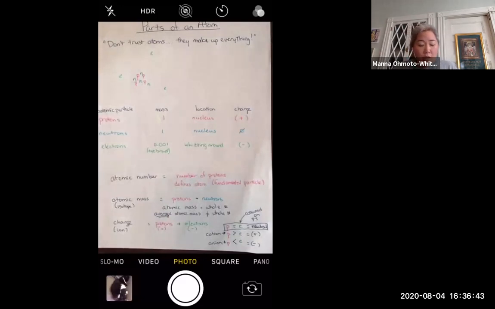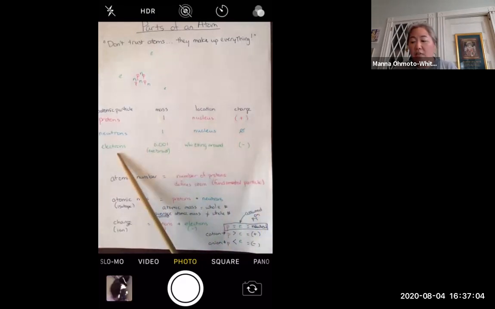So protons, those are the things in pink, have a mass of 1, and they are located in the nucleus. They have a positive charge. Neutrons are also located in the nucleus, and they also have a mass of about 1, but they have no charge. They are neutrally charged.